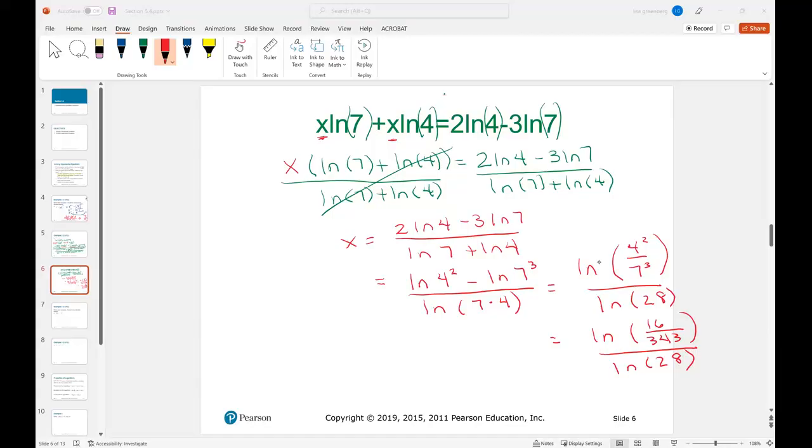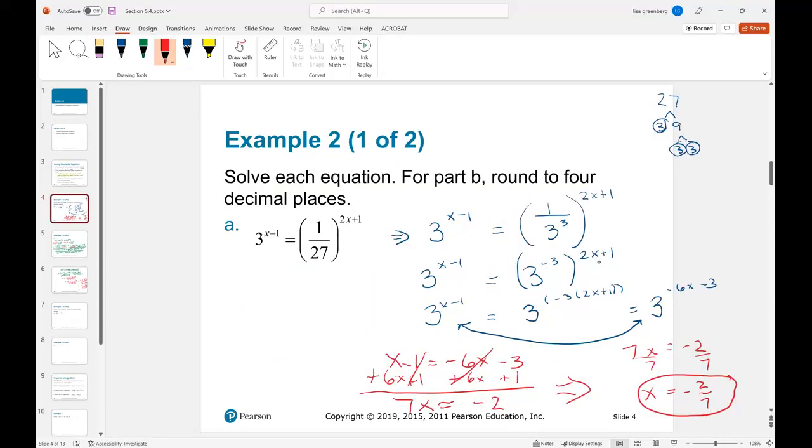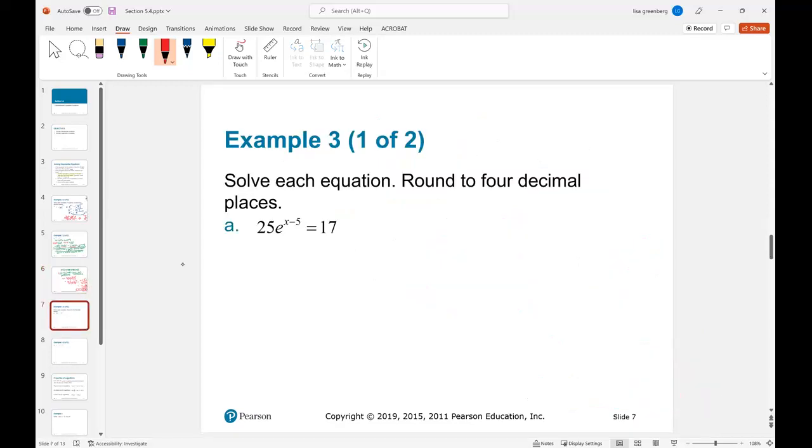Okay, so that is equal to, rounding to, because remember it said here to round to 4 decimal places. So if I round this to 4 decimal places, I get negative 0.9199. And that is what x is equal to. Okay, so this is getting a little more complicated, I understand.